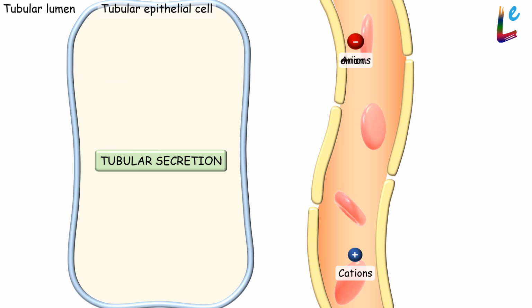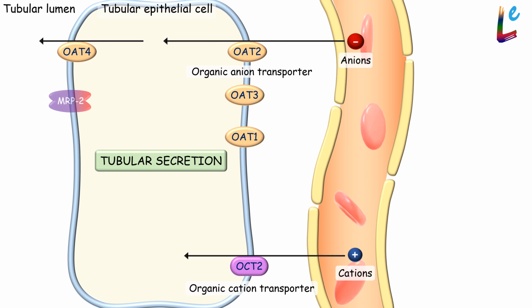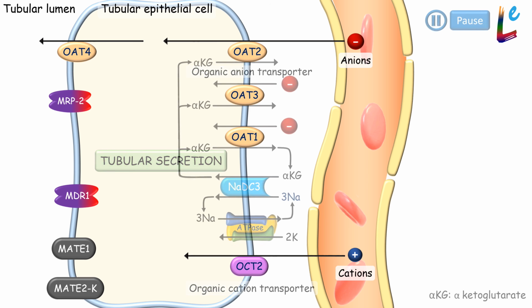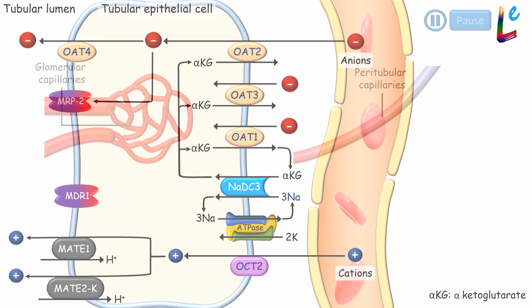It is no wonder that the organic anion transporters or OATs and the organic cation transporters or OCTs play an important role here. Other transporters such as MRP, MDR1, and MATE are also involved in the movement of the drug from the peritubular capillaries to the tubular lumen. Pause the video to see in detail how this transport takes place.